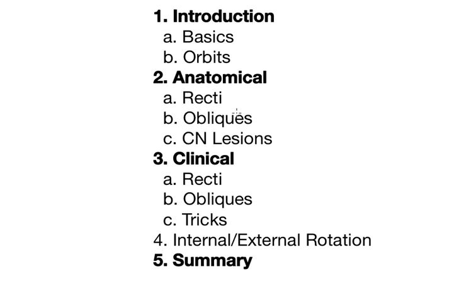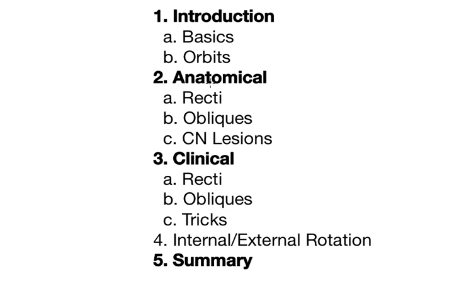The basics will be the difference between anatomical and clinically on a basic level, but a little bit more in depth than what I've already talked about. Then we'll have a discussion about the orbits, the orientation of the orbits and how the eye sits in them, because understanding that is important for the rest of the talk.